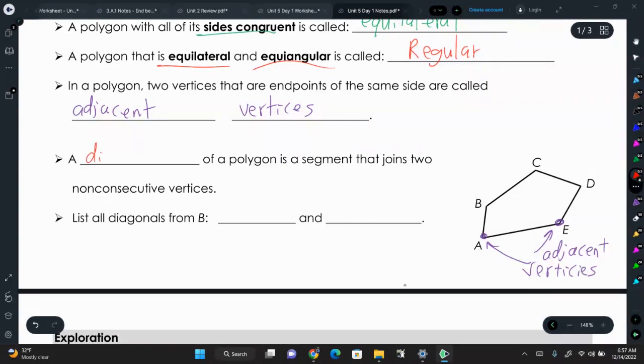Now, a diagonal of a polygon is a segment that joins two non-adjacent vertices. So for example, from B, the diagonals from B are BD and BE. BC is not going to be a diagonal. That's actually a side. This is a side of the shape, where the ones that go through it are called diagonals.